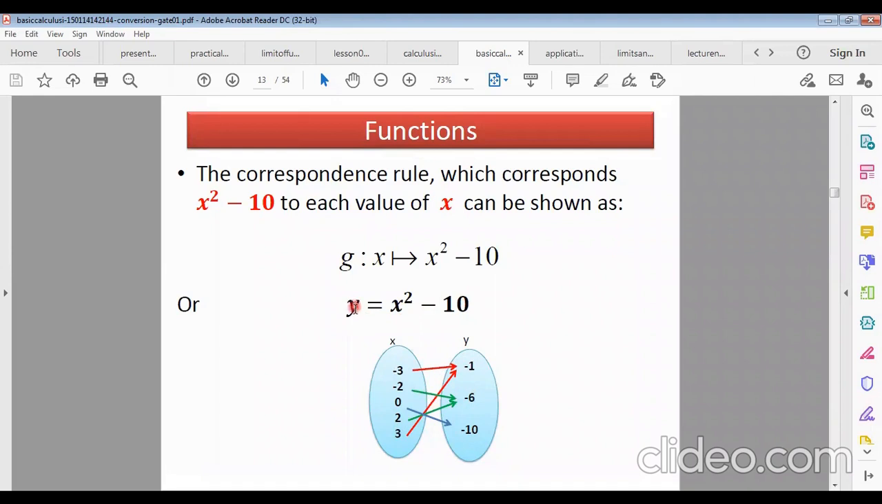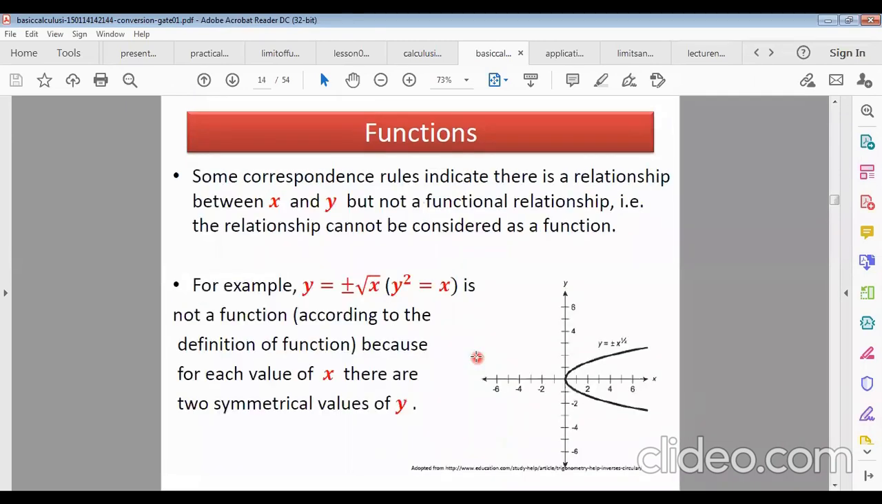That means this function gives the diagram like this. For every input there are more outputs. Suppose for input minus 2, we get minus 6 output. For input 2, we also get minus 6. For input 3, we get minus 1 output. For minus 3, we also get output minus 1. That means each element is mapped to more than one element. So these are actually the rules of a function.